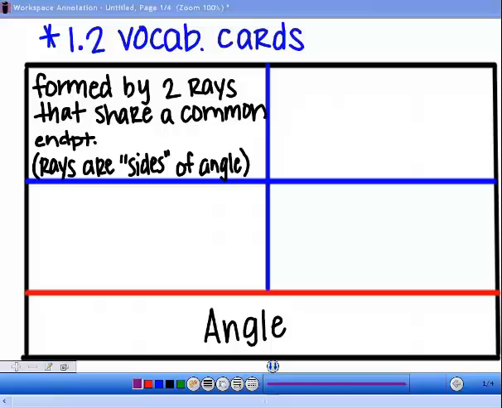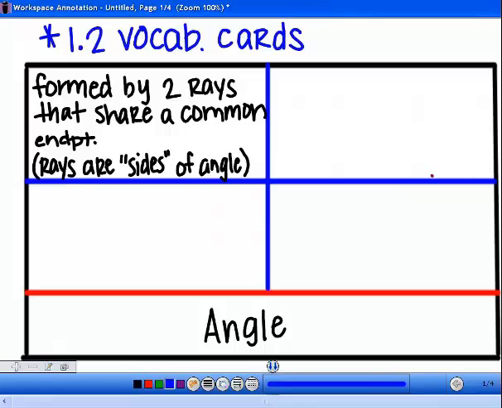Today we're talking about 1.2 vocab, and we're starting off with angle. Most of you know what an angle is, and here's the definition you need to put on your card. But I'm going to go through and give you a picture to represent it and also an example. So we have an angle formed by two rays, or they could be line segments or lines, that share a common endpoint. Those rays or lines or line segments will be the sides of the angle.